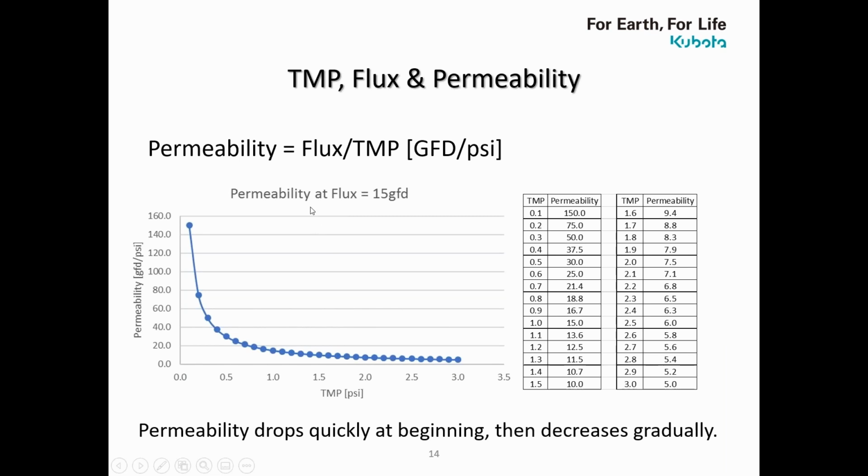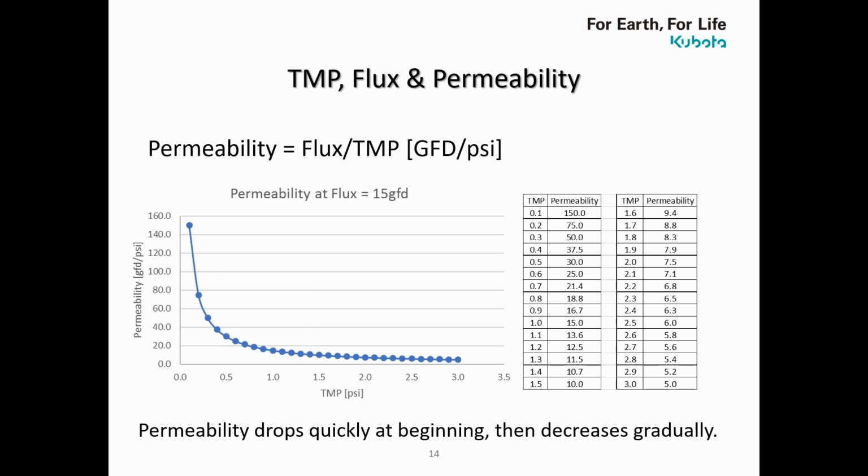So let's say our flux rate is 15 GFD, and we have about 1 psi of TMP. Permeability would be 15 divided by 1 psi, so about 15 GFD per psi. If you have a lower TMP, like 0.5 psi, and 15 GFD of flux rate, you're going to have about 30 GFD per psi.